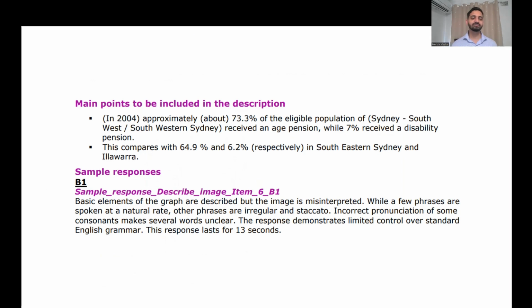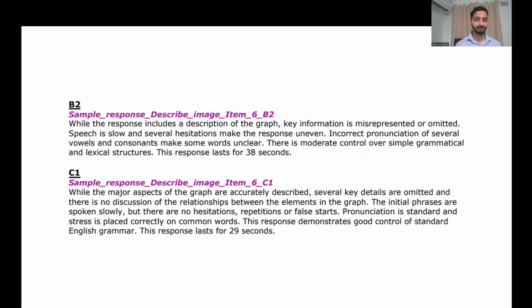B1: basic elements of the graph are described, but the image is misinterpreted. While a few phrases are spoken at a natural rate, other phrases are irregular and staccato. Incorrect pronunciation of some consonants makes several words unclear. The response demonstrates limited control over standard English grammar. This response lasts for 13 seconds only.